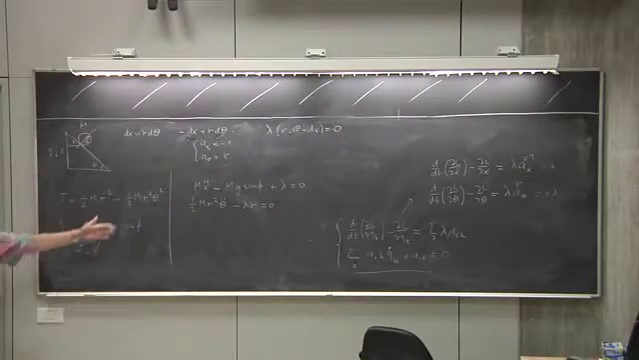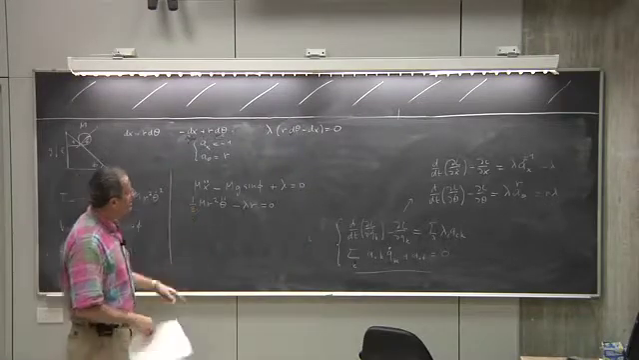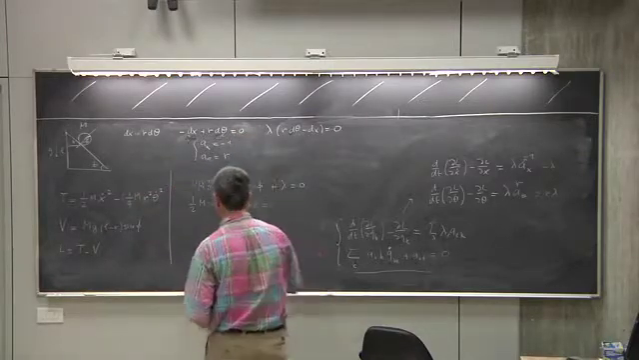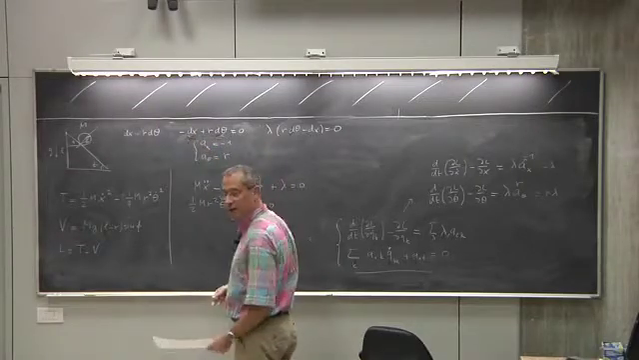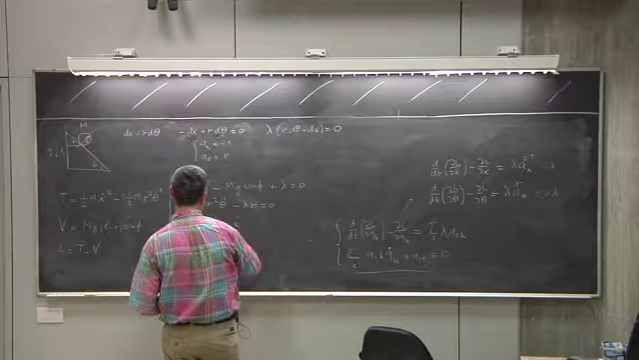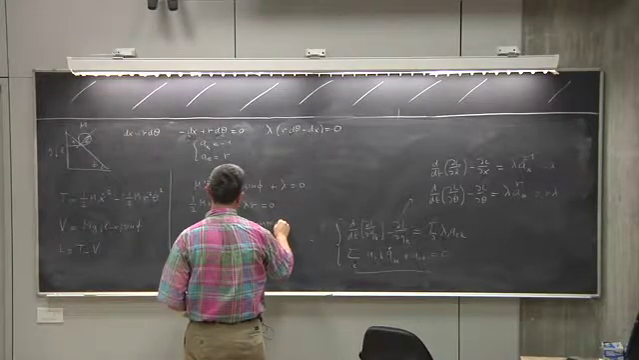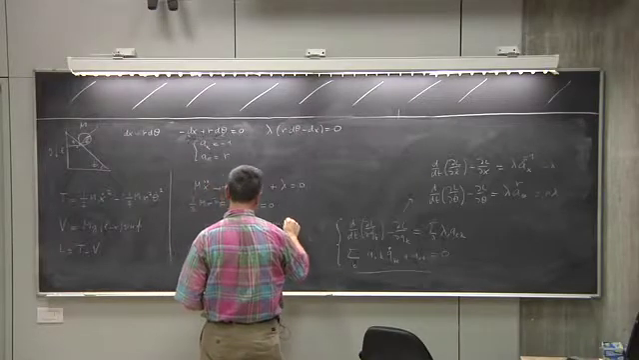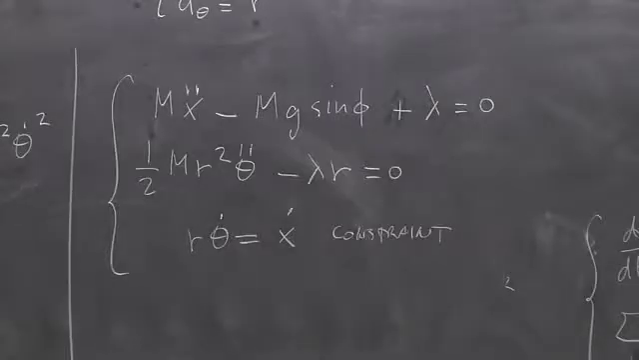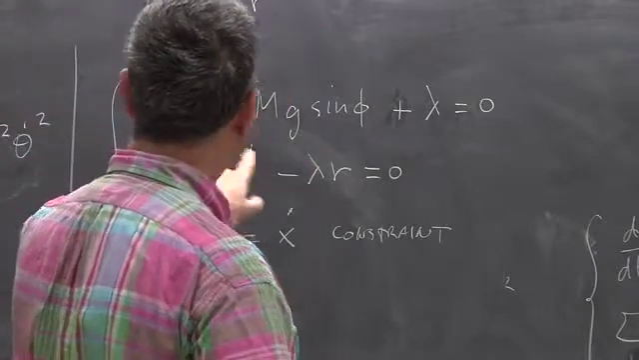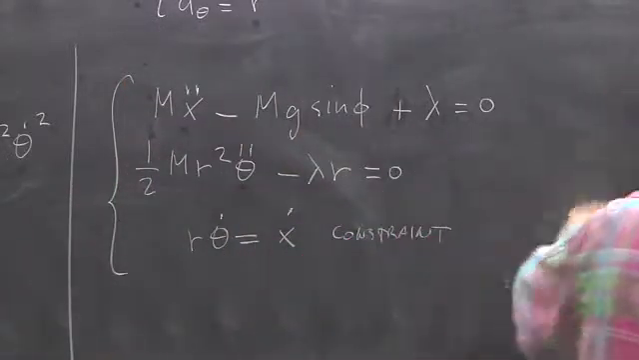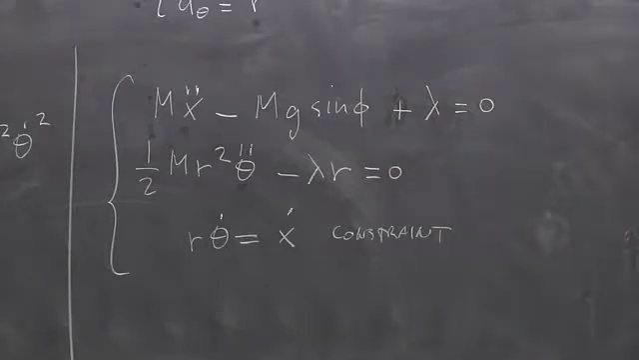I'm still short of one equation, right? And I said that the last equation is the constraint itself, that is this one here. I erased the 0. And now I write it using the velocities, so that is just r theta dot equal x dot. This is the constraint. And now I can solve it because I have three equations. I have three unknowns, x, theta, and lambda, three equations. So I'm confident that that is a well-posed problem at least, and I can try and solve it.